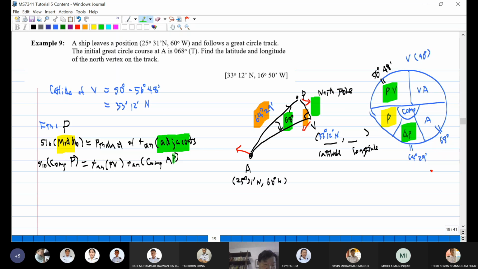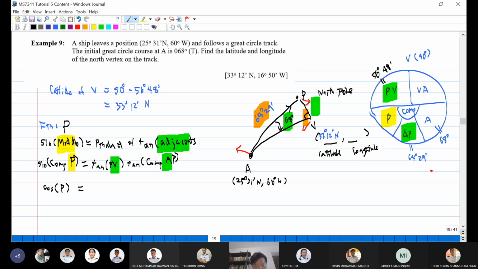Okay, so that's why you get cos AP, PV on top there, and then cos P. Okay, then you can simplify. Remember last time, what is the meaning of sine com P? Sine com P can be simplified to cosine P, so that you can cut short the working or number of errors. So sine com P is the same as cosine P.